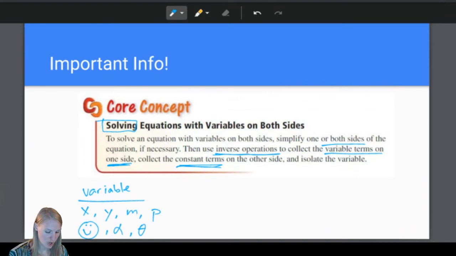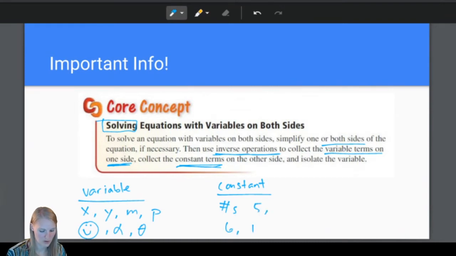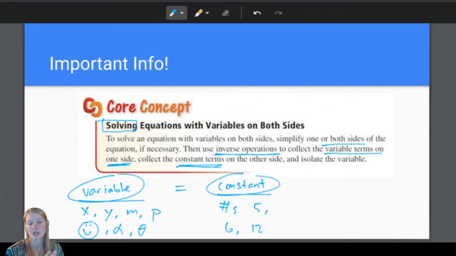Okay. And then constant terms. Remember that constant terms just mean numbers. It means that it's just a number. So 5, 6, 12, you know what numbers are. So what you want to do is you want to get variables on one side of the equal sign and your constants or the numbers on the other side of the equal sign. And then you can get rid of everything and get the variable all by itself.